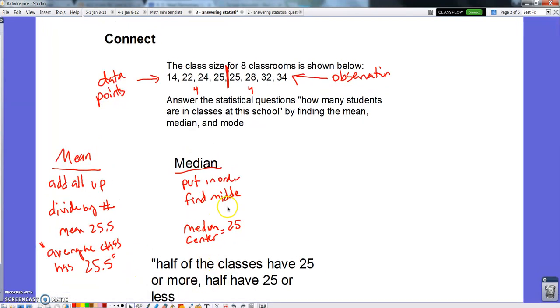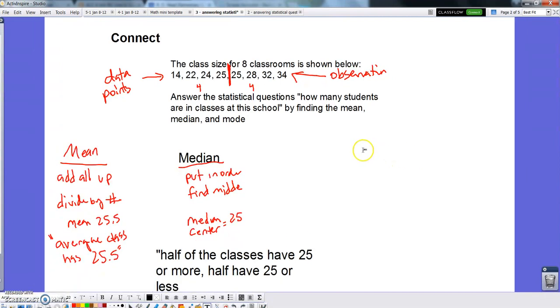And so a lot of times that can be a good answer to the question. Average is good. If you notice here, the average and the median are really close. That's not always true, but in this case they were.